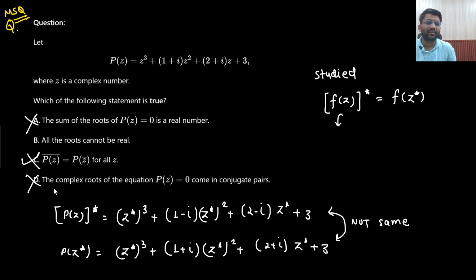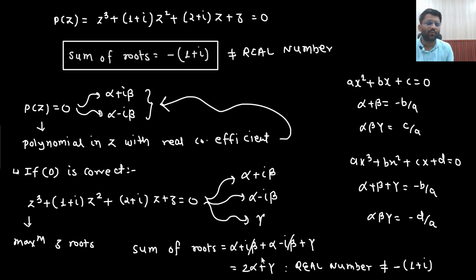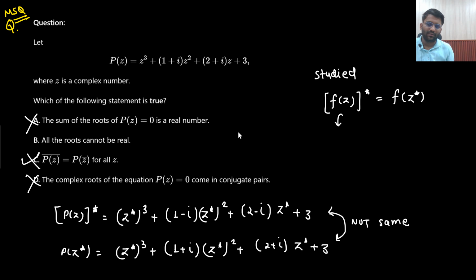Why is it wrong? Sir, p(z) equals 0 I am putting. If the roots will be in conjugate pairs, then the sum of roots will come out to be a real number. Why is that so? Because if one root is alpha plus iota beta, then the other has to be alpha minus iota beta, and the other one has to be gamma. So if I do the sum, it has to be a real number, which is not possible because the sum is actually -1 plus iota. So this option is also wrong. All the roots cannot be real.